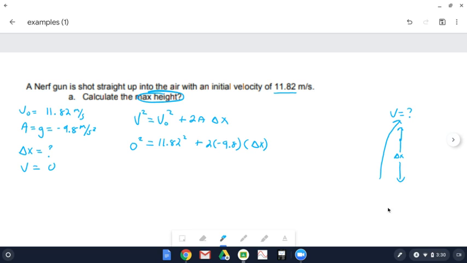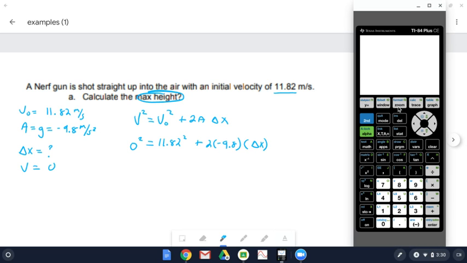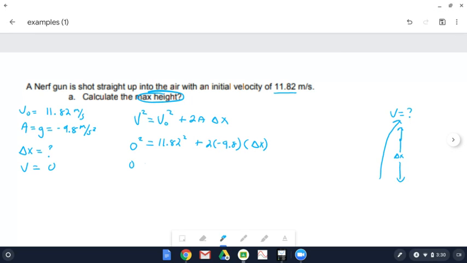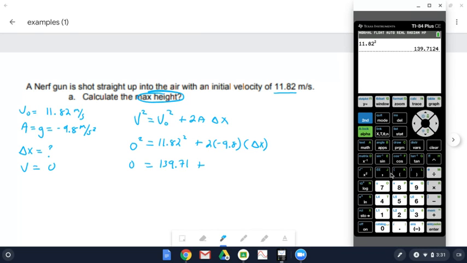All right, so in this case, I'm going to go ahead and start plugging stuff into my calculator. I have 11.82 squared. I'm going to rewrite this as 139.71. 0 is equal to 139.71 plus over here 2 times negative 9.8, and that is my negative 19.6.